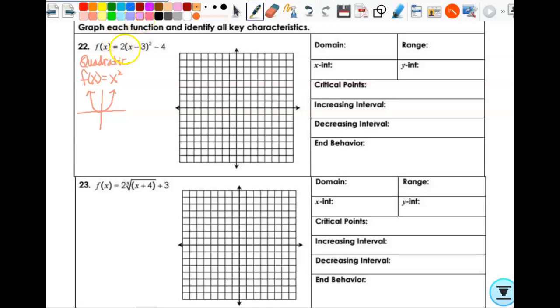I've got this 2 means that I have a vertical stretch by 2. This 3 means that I go to the right 3. And the 4 means that I go down 4.